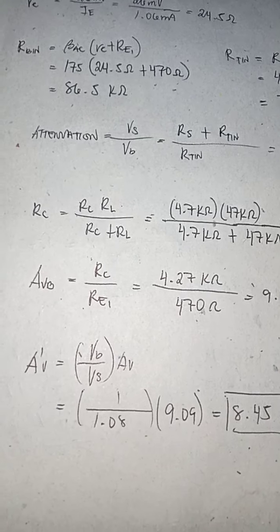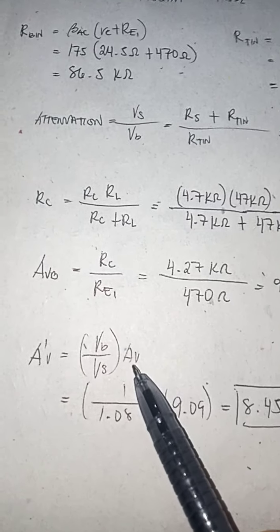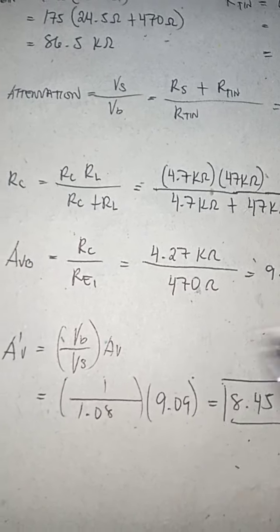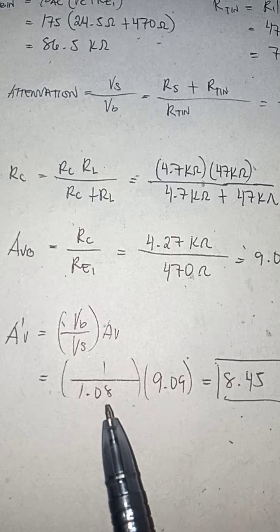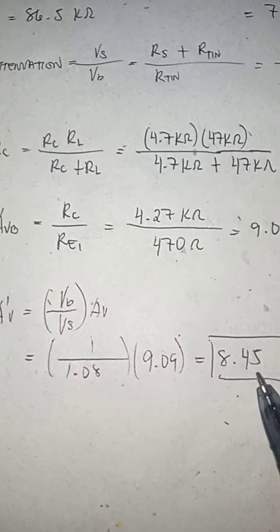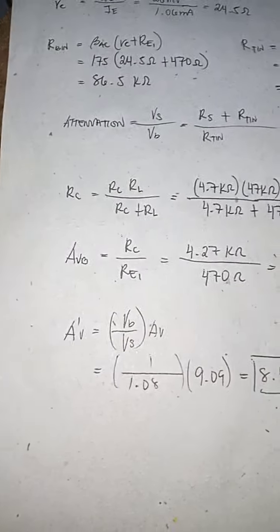And then the total overall voltage gain is VB over VS times AV, which is 1 over 1.08 times 9.09, equal to 8.45. That is the overall voltage gain.